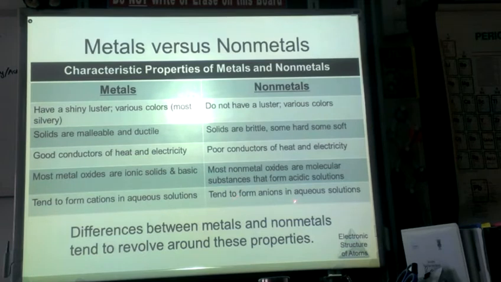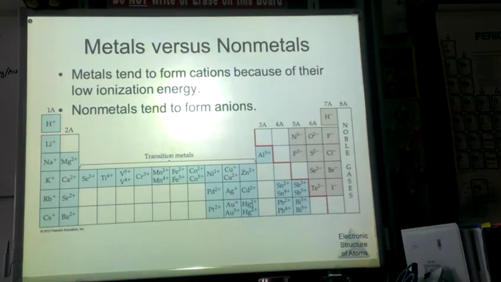And finally, for nonmetals, we know they tend to form anions in aqueous solutions. If I'm talking about properties of metalloids, they're really going to be somewhere in the middle of metals and nonmetals. So if we added metalloids in there, they probably will go more towards the metal side than the nonmetal side, but they'll still fall in that spectrum in between.